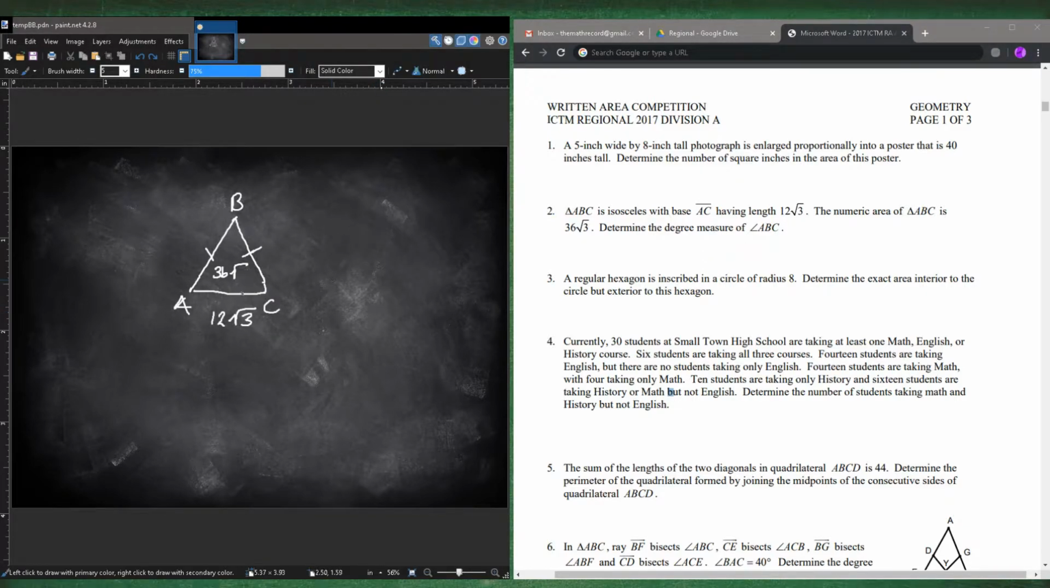So let's kind of erase this. Let's erase that part. So if we draw the height, that's 6. Since this is isosceles, this side is equal to this side. So that each of these sides, or since this entire thing is 12 square root 3, that means each of those sides is 6 square root 3, right? So this is just something you have to know.